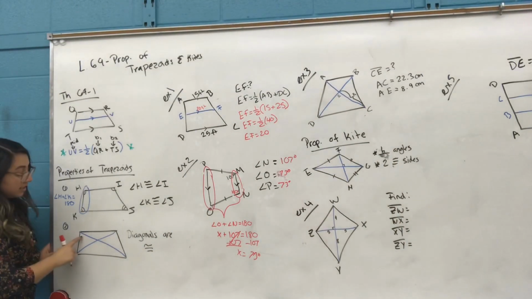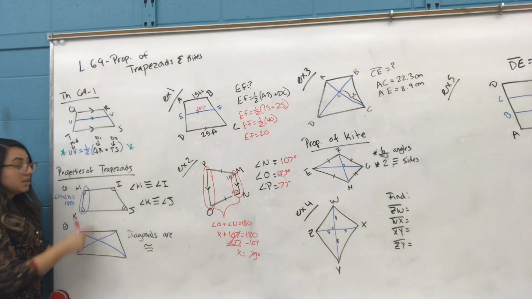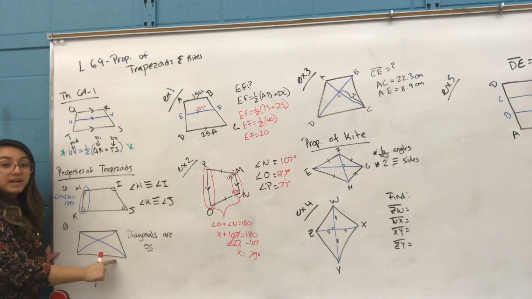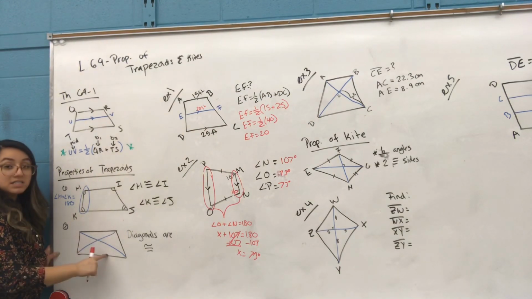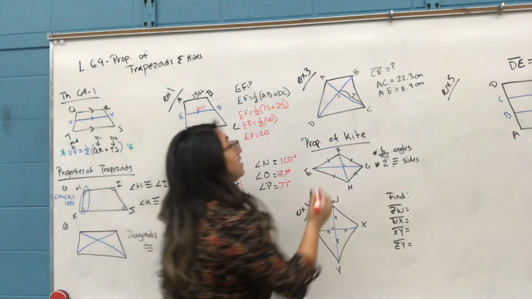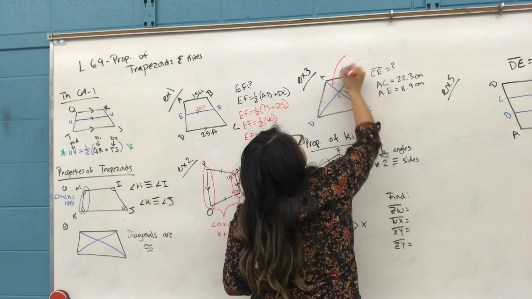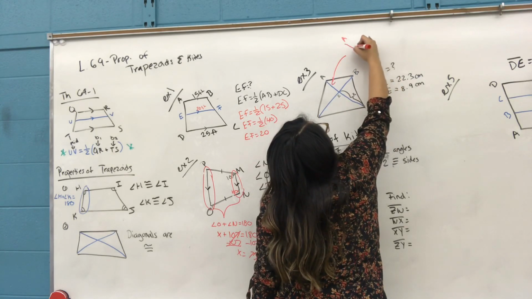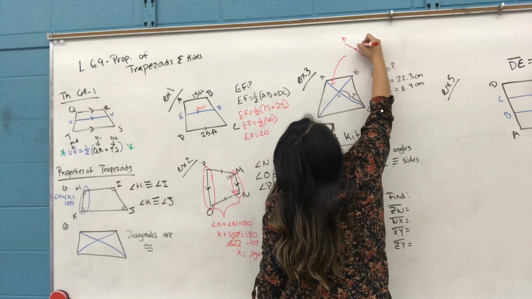Here, the second one, the diagonals are congruent for trapezoids. So the diagonal meaning if this is 5, this is 5 too. If this is 7, this is 7. Here, we have only certain sections. If I were to draw this out, we're only focusing on this line here. So this is A, this is C, this is E.